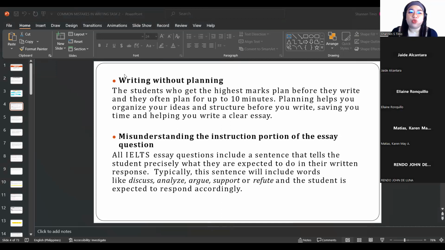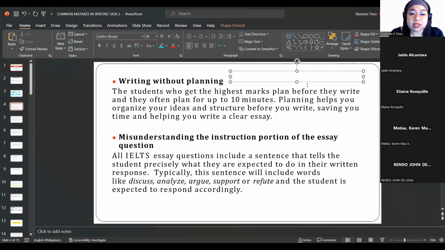Okay. Writing without planning. This is another common mistake when it comes to writing. Have you ever heard the expression? There is a quotation that says, failing to plan is planning to fail. Exactly what this means.